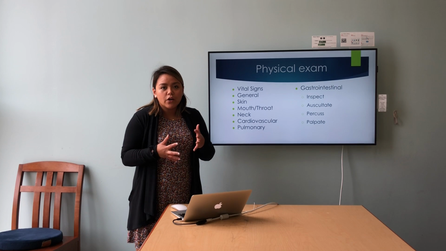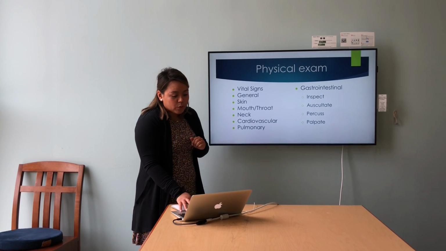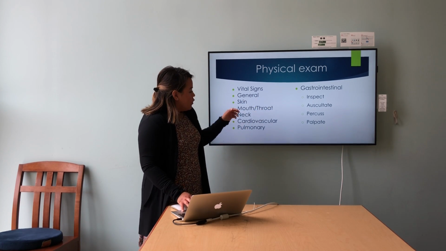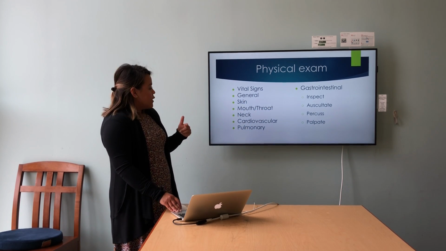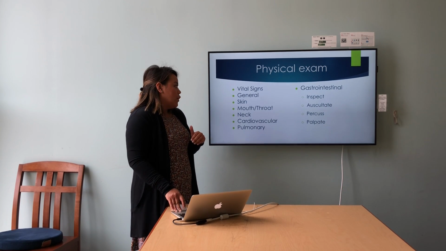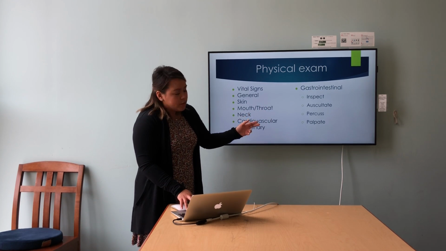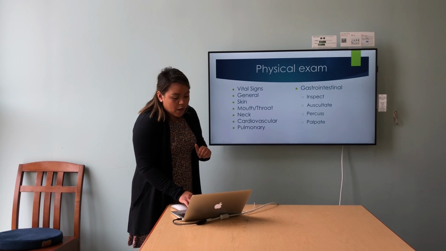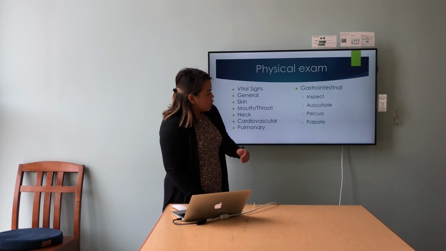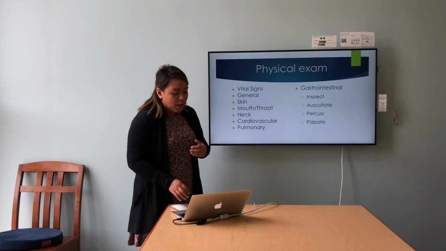Those are indicators that your patients are, like I said, having an inflammatory process. The rest are the systems, but for any physical assessment you want to assess their cardiovascular and pulmonary systems. You always want to auscultate their heart and lungs. But I want to really delve into the gastrointestinal system. I'm using this process, the IAPP, for the GI system. You want to inspect, auscultate, percuss, and palpate.